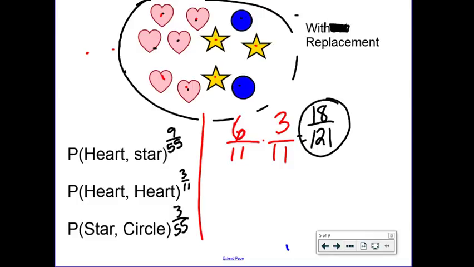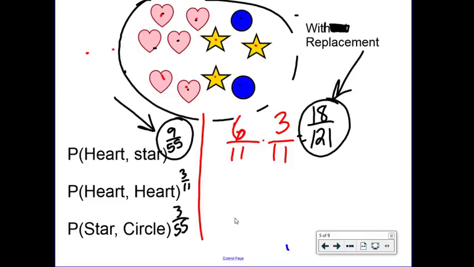A test question that they love to ask you, and I love to show you things that the test is going to try to get you on. The test is going to say, what is more likely, to pick a heart and a star without replacement, that was this one, or to pick a heart and a star with replacement? That was when I put the heart back in. I can't look at these two fractions, 9/55ths and 18/121st, and tell you which one is bigger.